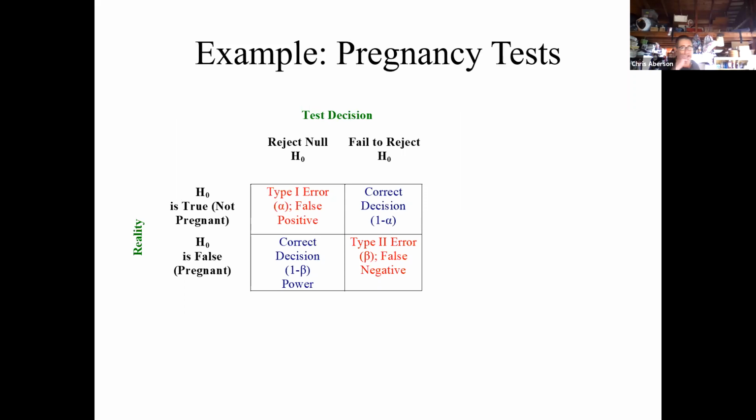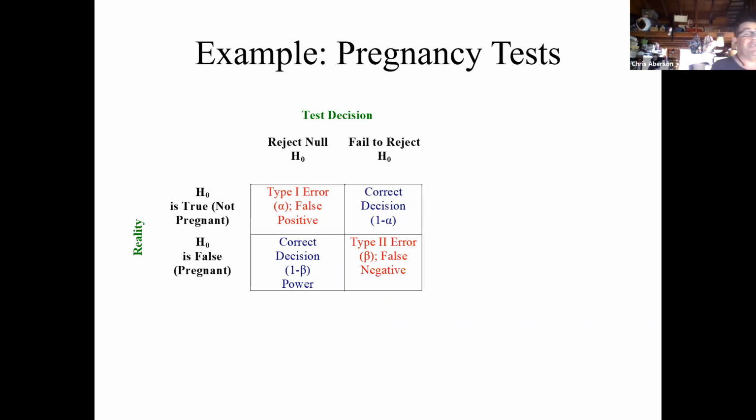We can apply this to a practical example, say pregnancy tests. The null hypothesis here would be not pregnant. The alternative hypothesis would be pregnant. Those are the two things that can happen here. Test result. Reject the null. That would reflect a test result that was positive, a test result that said, yes, you are pregnant. Well, two things can be happening.